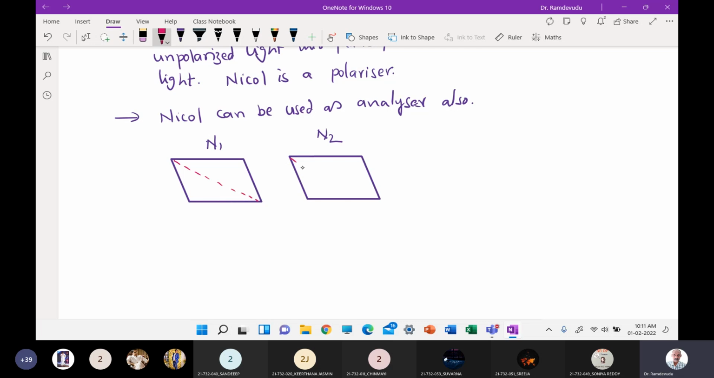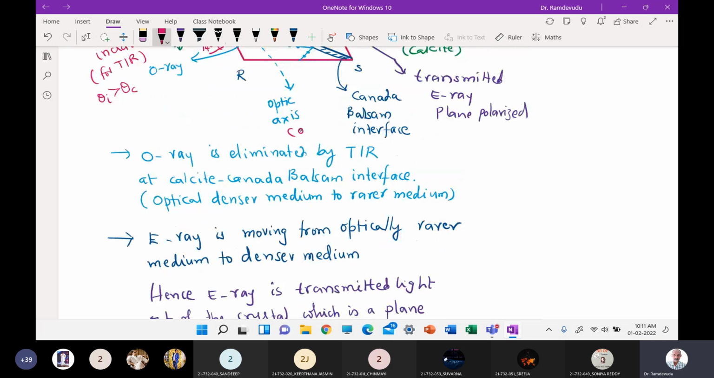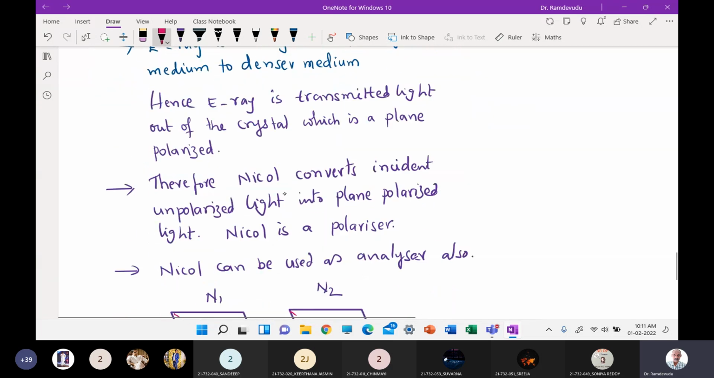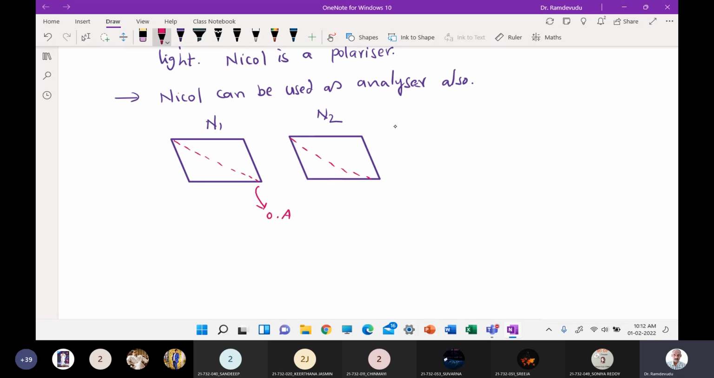I have not turned this anything. Therefore, these are optic axes. OA is the optic axis. Here also we have shown the optic axis. Now, the two optic axes are parallel to each other in the figure I have drawn. So I say that here they are in parallel position or parallel configuration. That means theta of the two Nicols 1 and 2 is 0 degrees.